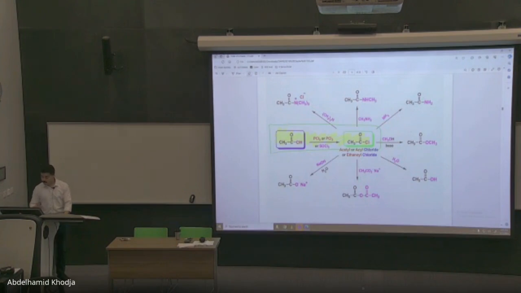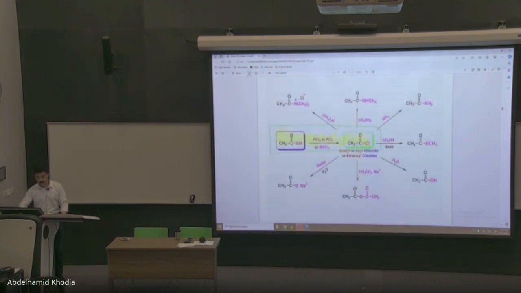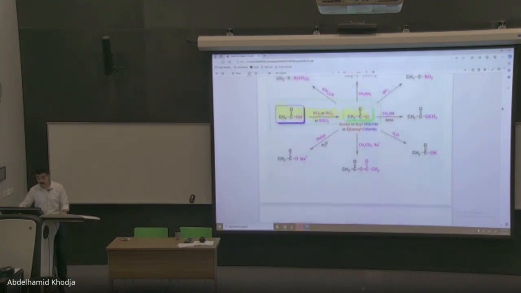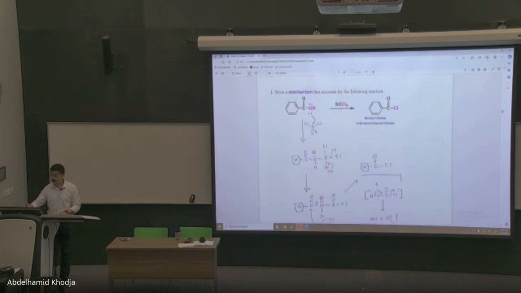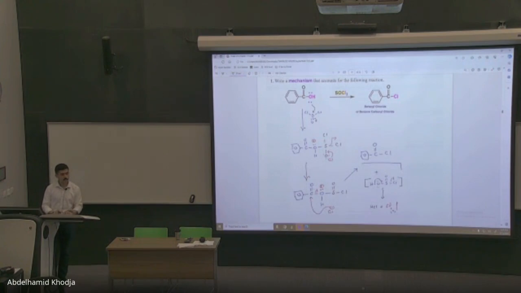The only thing that we need to focus on is, is there a mechanism that I'm looking at? No. The only mechanism is the synthesis one, which is carboxylic acid to acyl chloride using PCl5, PCl3, or SOCl2. In this example, he uses SOCl2. And you've seen this mechanism before in chapter 12, very simple. I'm not going to draw over it again, but let's run through it.